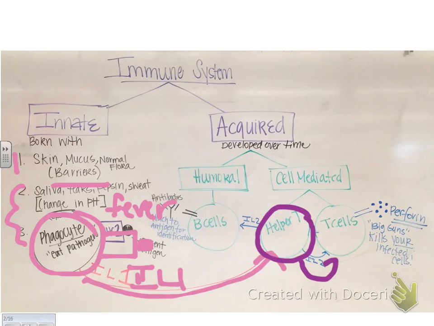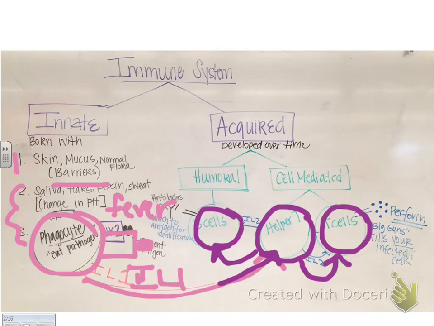Helper T cell releases IL-2. And IL-2 goes to the killer T cell, which is right here, and to the B cell, which is right here. Okay, and I said that all this is reception, it receives the message. Transduction, it prepares to release IL-2. So the response of IL-1 is to release IL-2. Does that make sense?